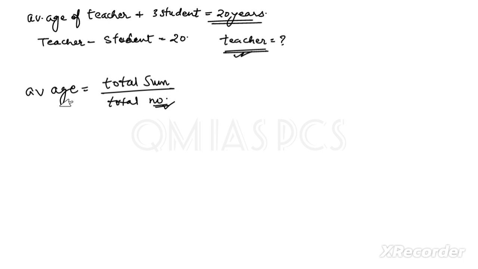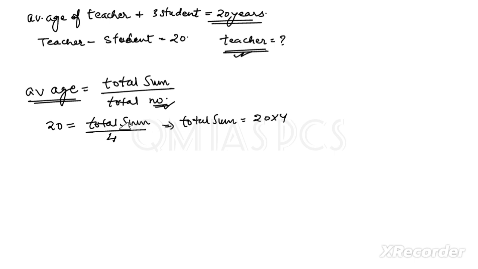So it is given that the average age was 20 years. We don't know the total age, the total sum. The total number was 4, 3 students plus 1 teacher, and the average was given as 20. So can you tell me the total sum of their ages? It will be 20 multiplied by 4. We are just doing cross multiplication, nothing else. It will be 80.